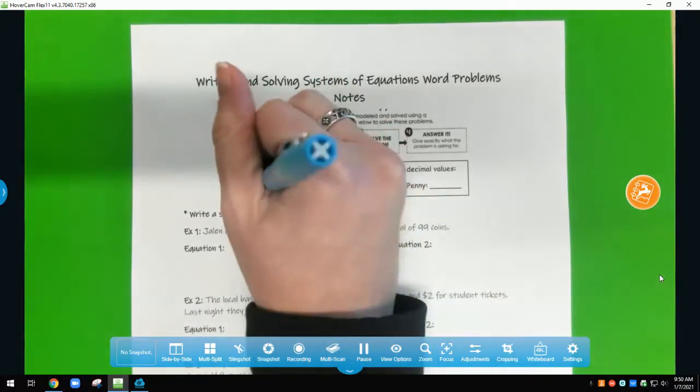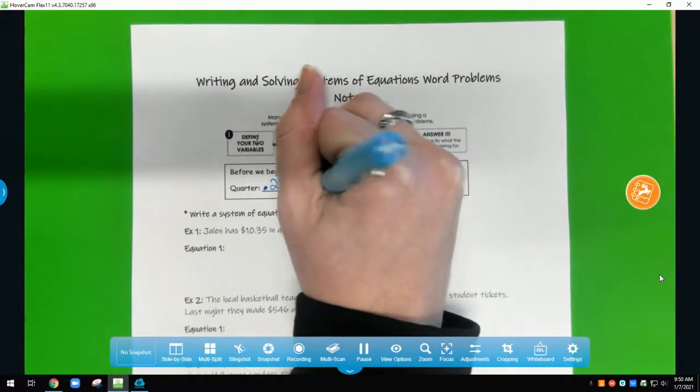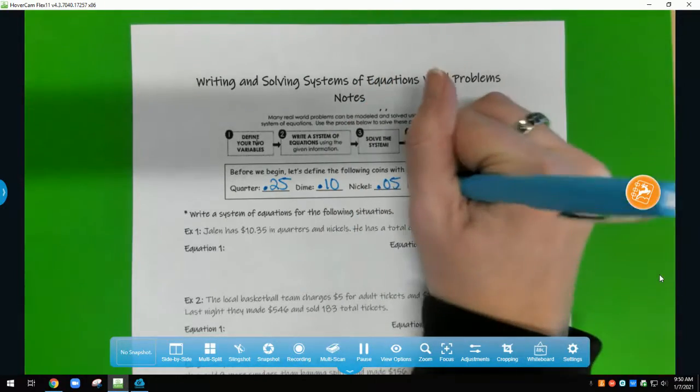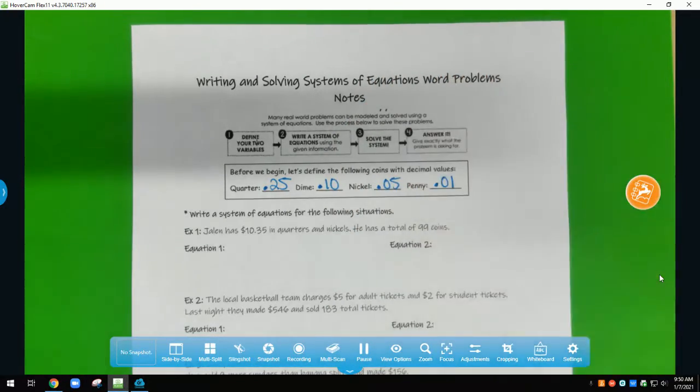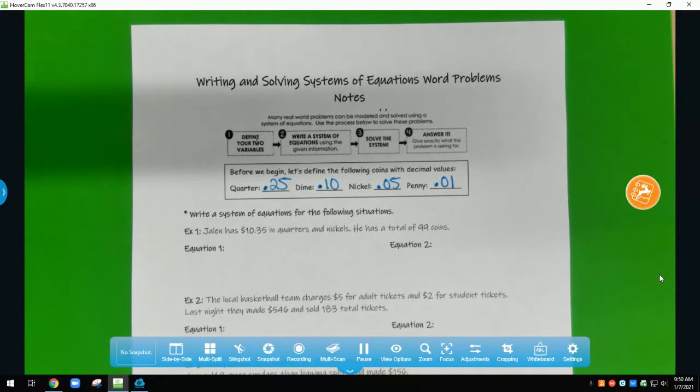So remember, a quarter is worth 0.25. A dime is 0.10, a nickel 0.05, and a penny is 0.01. Those are going to be important. So these first few examples, we're just going to write the system. Remember, a system means we're going to have 2 equations, okay?